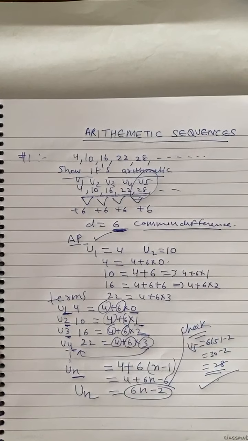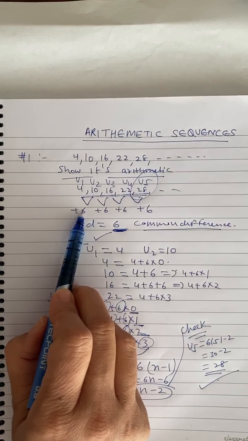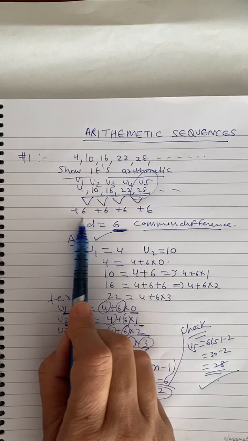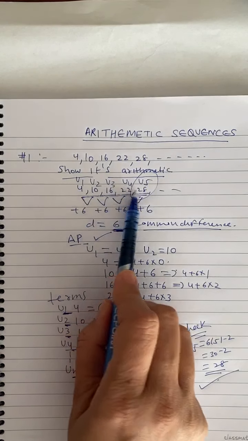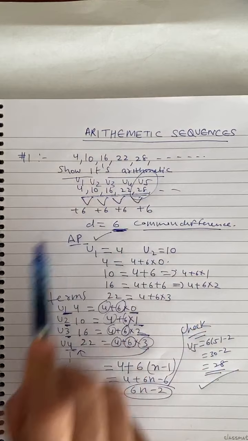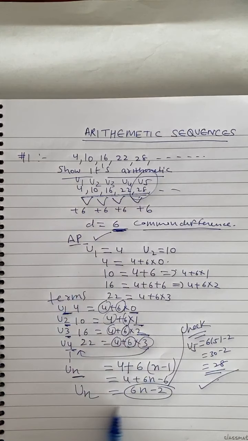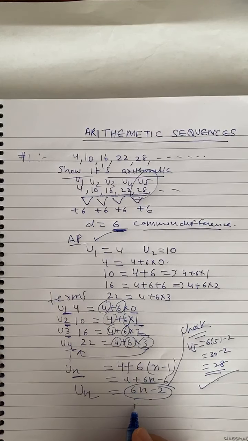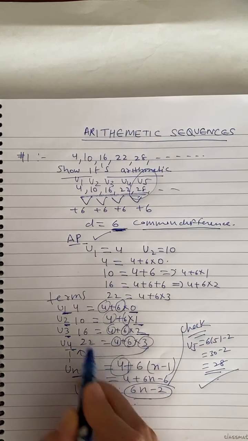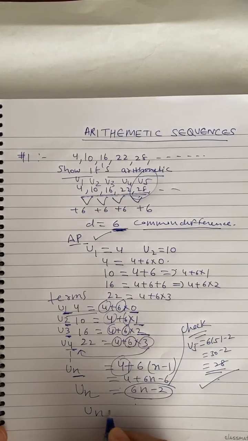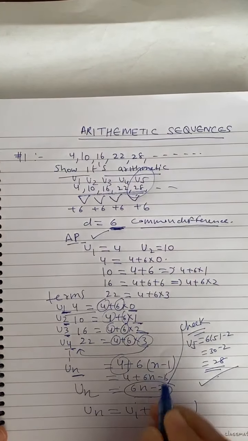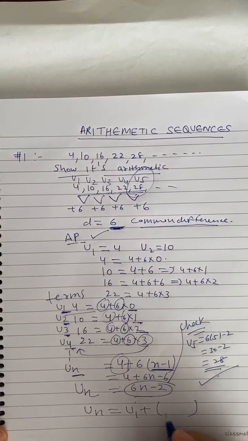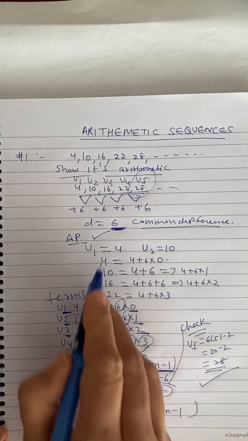So the first part was to show that it's an arithmetic progression. By that we mean there should be a common difference, which in this case was plus 6. And then this is your general term. If I want to generalize it, instead of 6n minus 2, I just want a general term. So what is this 4? 4 is your u1. So in general, un is equal to u1 plus, and here you already observed that it is n minus 1, and then 6 was your common difference.